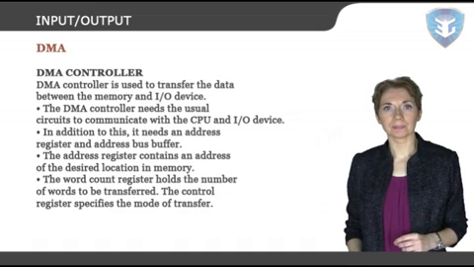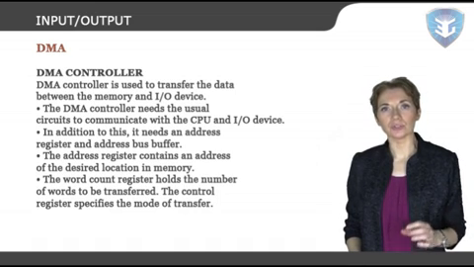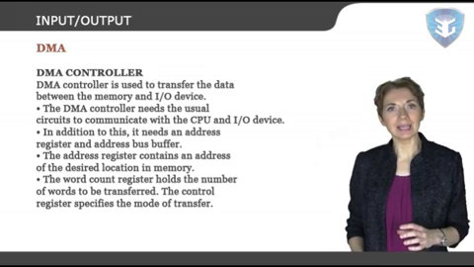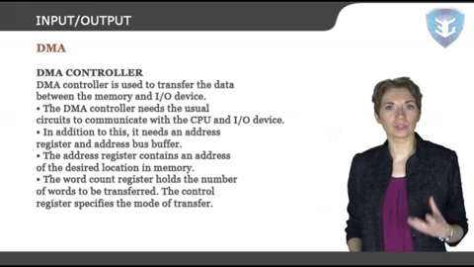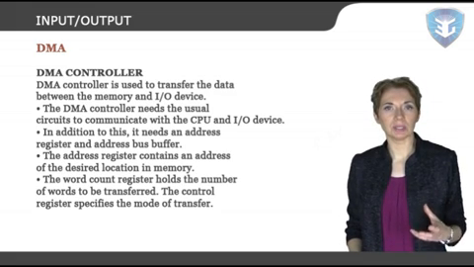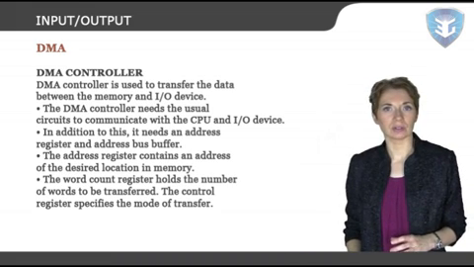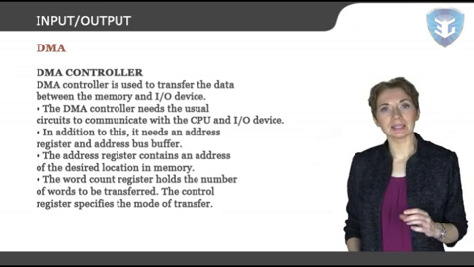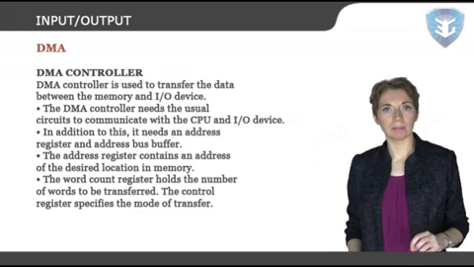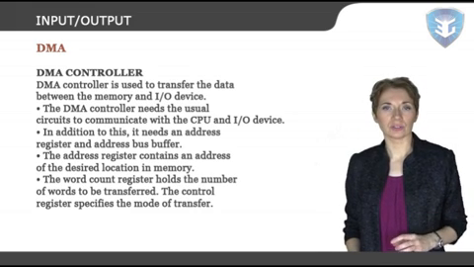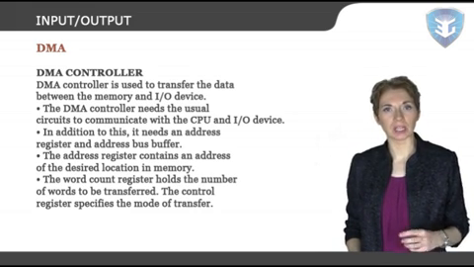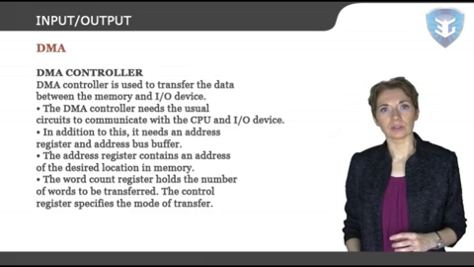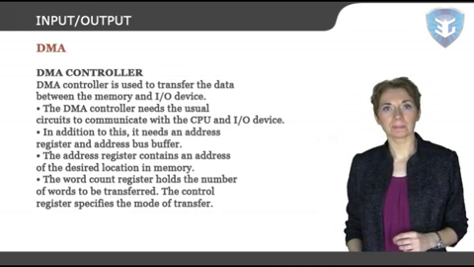DMA controller. The DMA controller is used to transfer data between the memory and the I/O device. It needs the usual circuits to communicate with the CPU and I/O device. In addition to this, it needs an address register and address bus buffer. The address register contains the address of the desired location in memory. The word count register holds the number of words to be transferred. The control register specifies the mode of transfer.